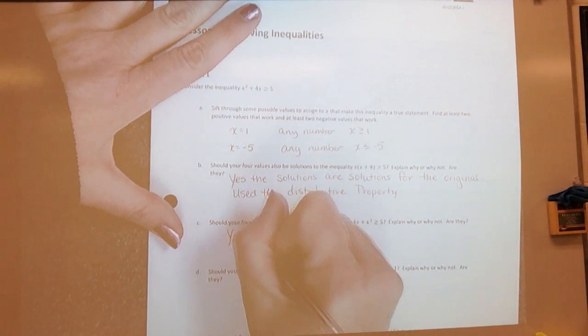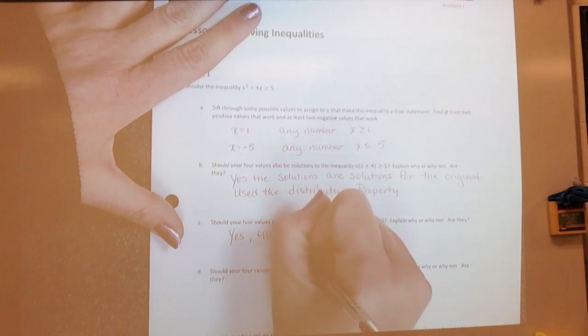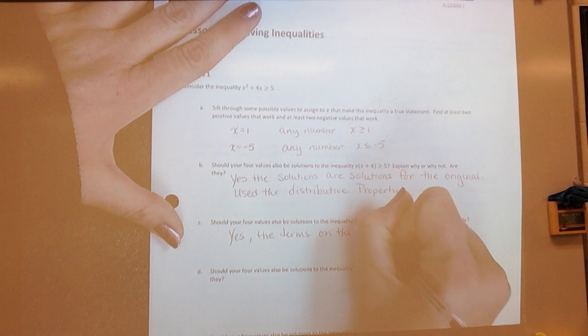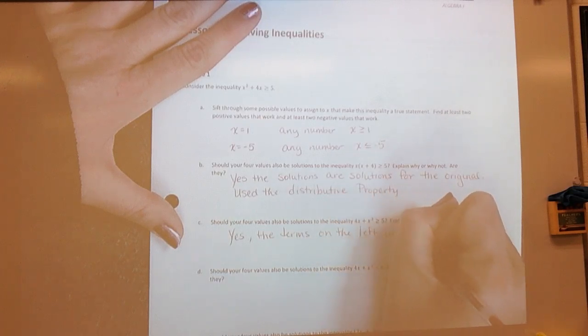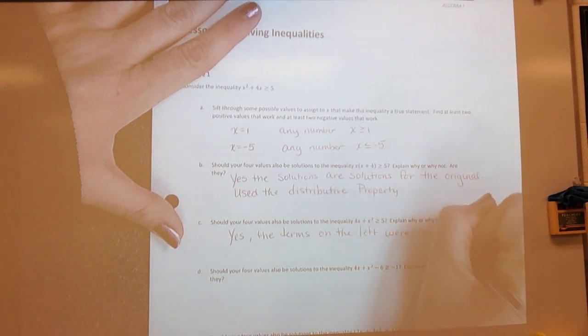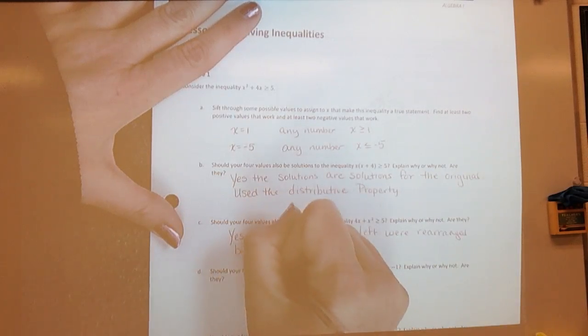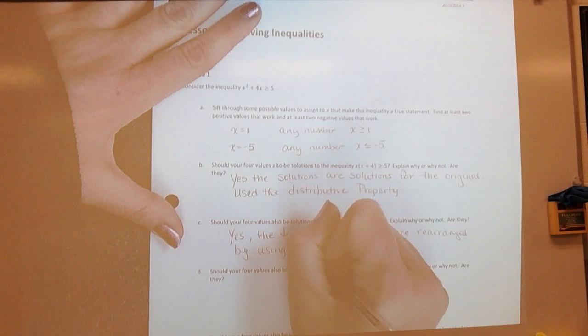So yes, the terms on the left were rearranged by using the commutative property.